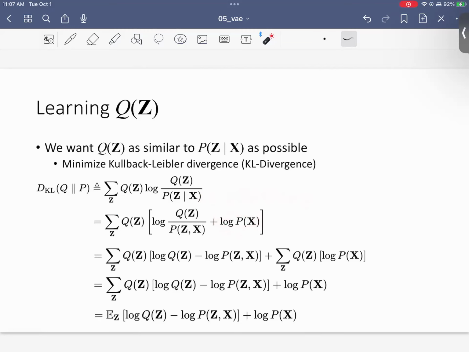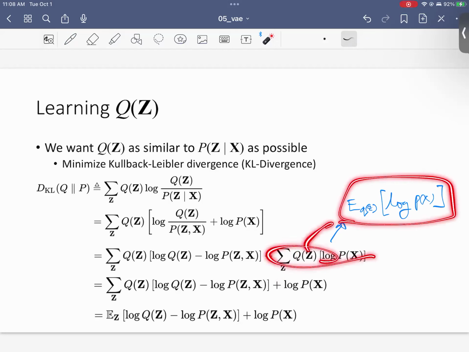Then here, you take this term and put it in front. So you have this, and also the numerator comes here and the denominator comes here. So far so good, right? If you look at this part, this thing is an expectation over the Z distribution with log P(X) inside, right? Because this is a probability distribution and you're summing over it. So basically that's just an expectation.